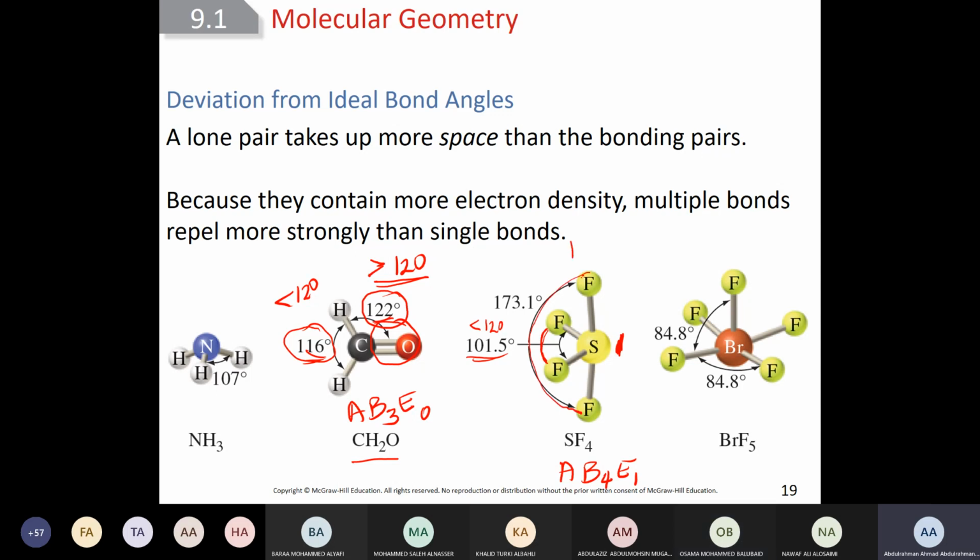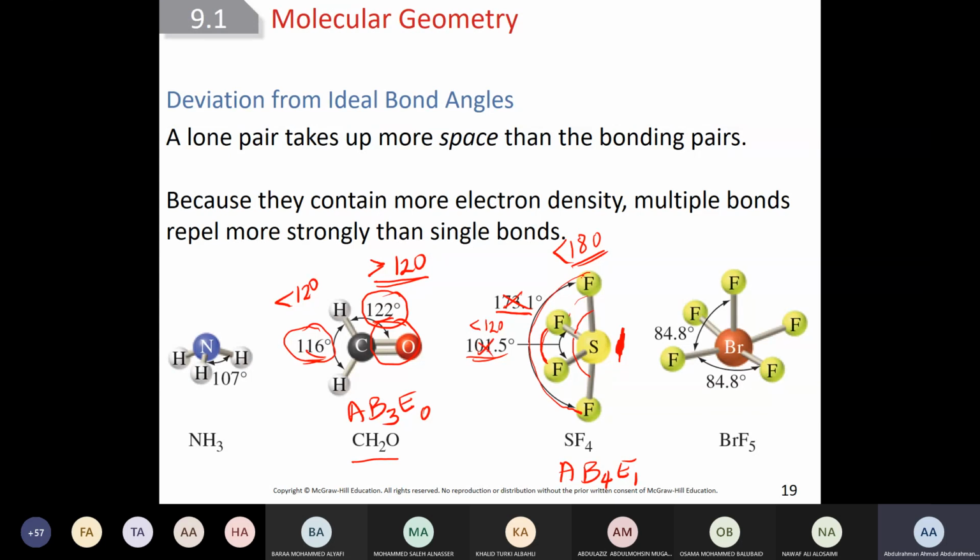This one is 180. Between this one and this one is 90. From here to here is 90, and also from here to here is 90. The total should be 180. But because of the electron domain, what will happen? It will be less than 180. It is actually 173.1, but don't memorize this number. Just memorize it's less than 180.